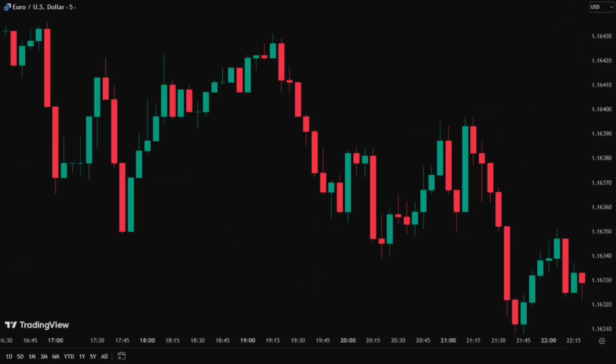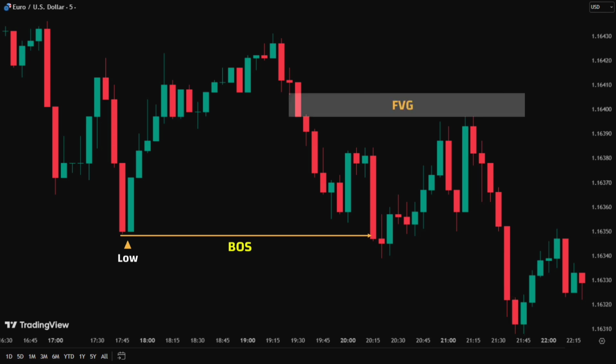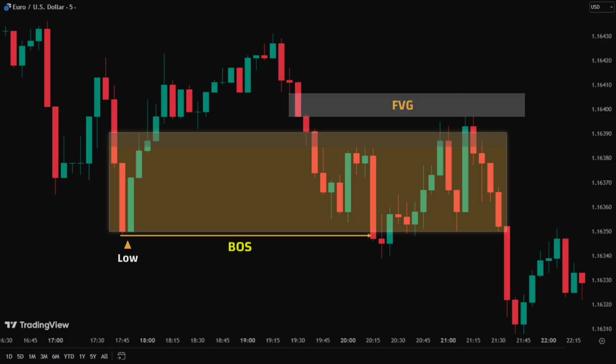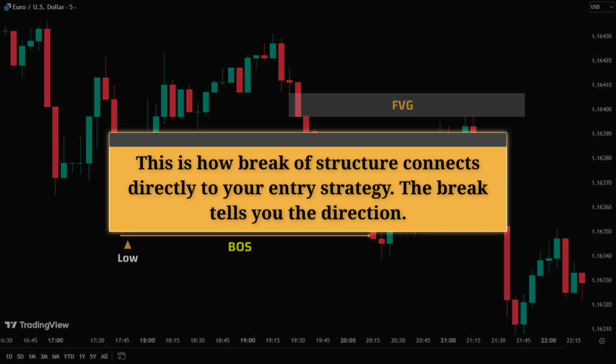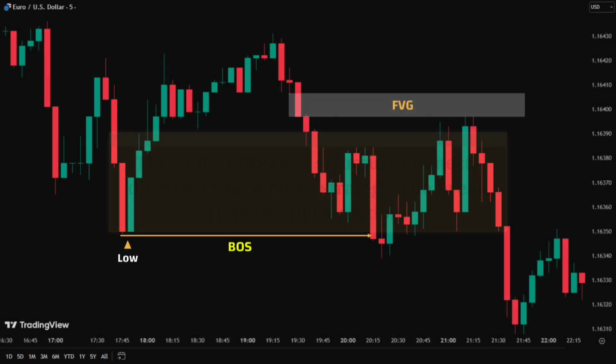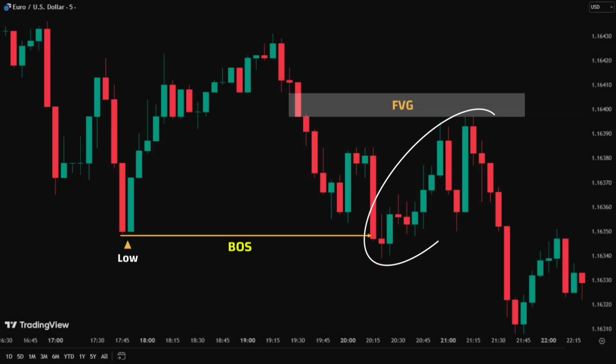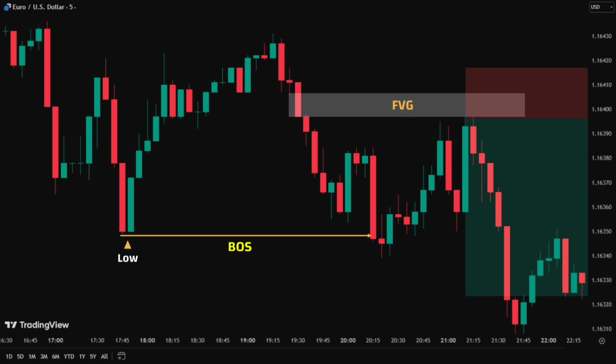The same happens after a bearish break of structure. Price breaks below a swing low, pulls back slightly, and then continues lower. The area around the break often contains a bearish fair value gap or order block that acts as resistance on the pullback. This is how break of structure connects directly to your entry strategy. The break tells you the direction. The pullback into the zone created by that break gives you the entry.